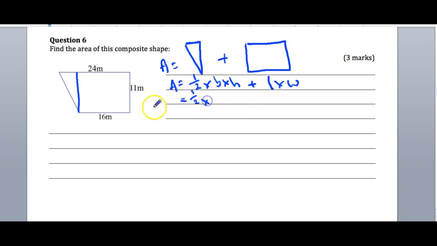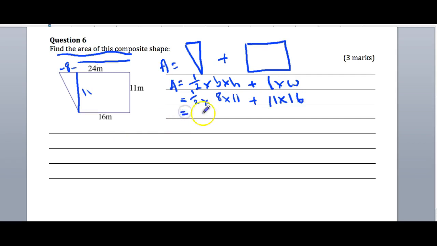So a half times, all right, what is the base of my triangle? I know that this whole distance here is 24, okay, because it says here. And this is 16 because it says it here. So 24 minus 16 gives me 8 for this distance here. So the base of my triangle is 8 and my height is 11, which is written here. Okay. Then my rectangle, 11 times 16. Don't accidentally see that 24 there. It's 16.